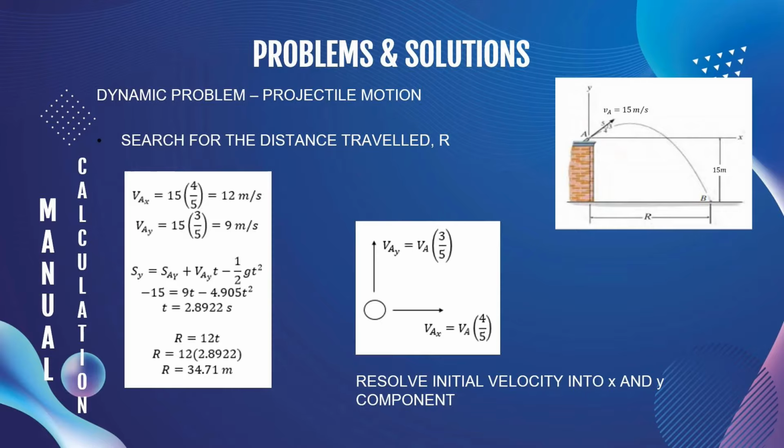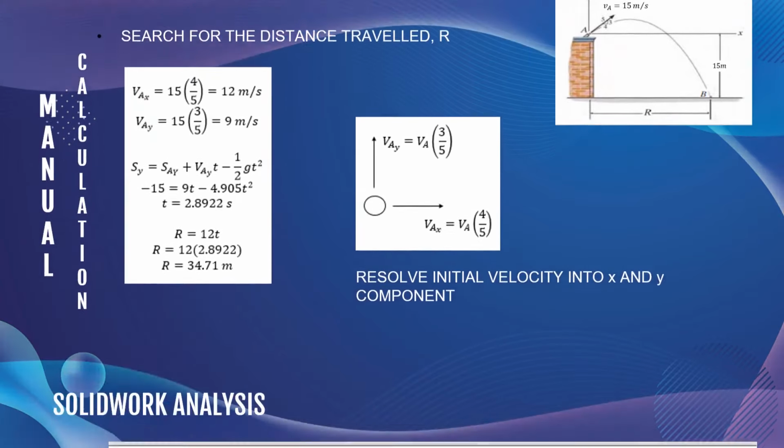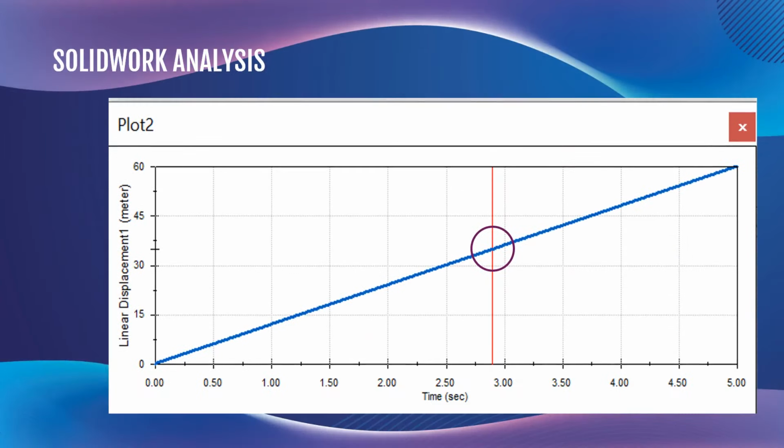We can get the time of travel from Sy is equal to Sy0 plus Vy t minus half g t squared. So the value of time of travel is equal to 2.8922 seconds. Lastly, we can get the value of R from Vx times t. So the value of R is equal to 34.71 meters. The value from the SolidWorks analysis obtained is approximately the same as the manual calculation, which are t equal to 2.89 seconds and R equal to 34.71 meters for the manual calculation.